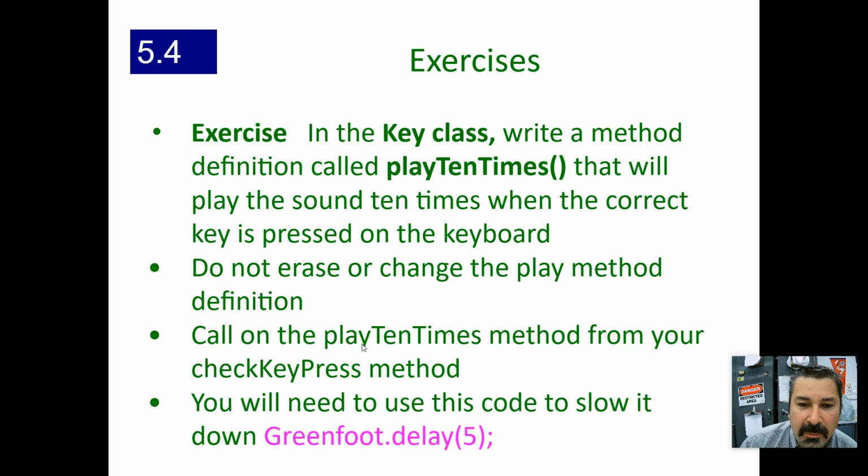So instead of playing 3i.wave once when you press the G key, it's going to play it 10 times. You will need to use this code to slow it down, Greenfoot.delay(5). Otherwise, the act method goes so fast, it's going to go ding, ding, ding, ding, ding, and you're not even going to tell it played 10 times. So use that delay inside there.